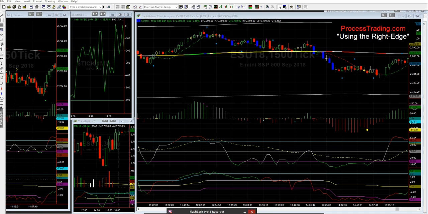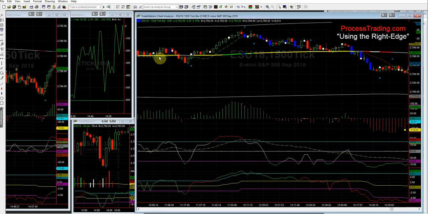Now, this is a discretionary trade simply because the VWAP was yellow. We can see that here. Let me move this over a little bit. The VWAP was yellow, and then it turned gray right where this bar is. That's what makes this a discretionary trade. But you can see that the VWAP was yellow, gray for that short time, and then yellow again.